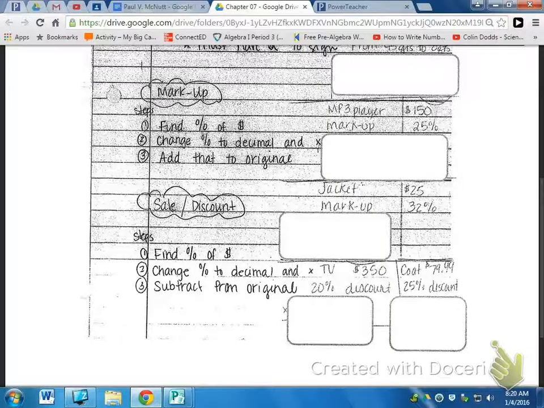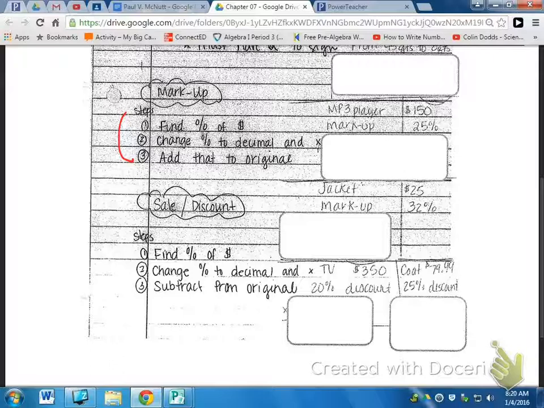So it says a markup: if there was an MP3 player for $150 and you're going to mark it up 25%. When stores buy the items that they sell, they buy it at like a wholesale price. So they can't sell it at that price or they would make no money. They have to mark it up a certain amount. So it says over here for the steps, find the percent of the dollar amount, change percent to a decimal and multiply, and add that to the original. So that's what we're going to do today. We're going to do it this way.